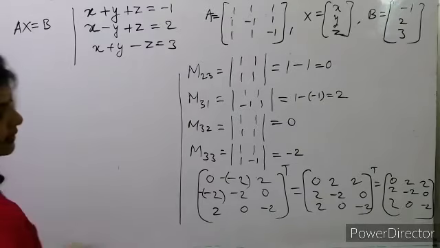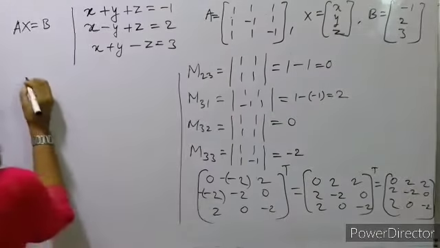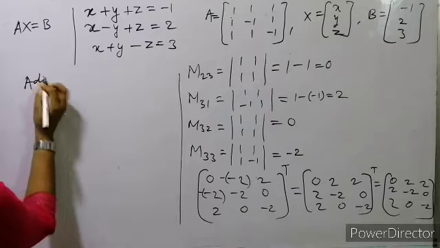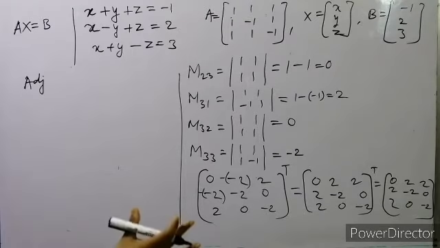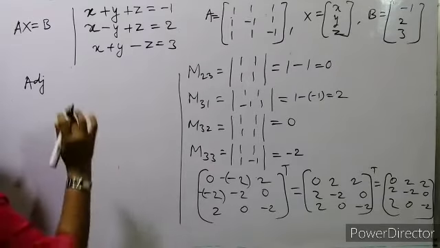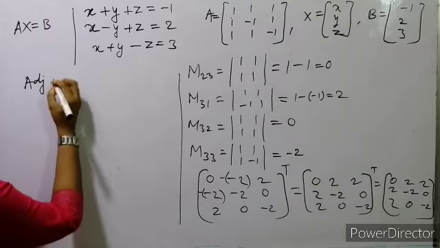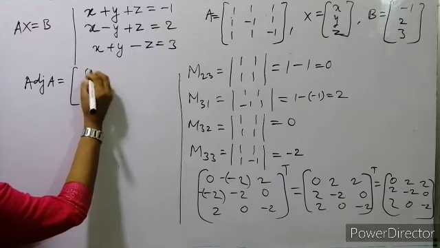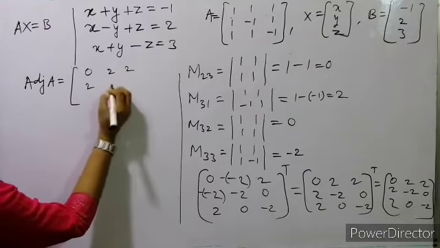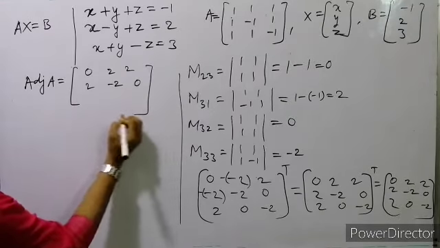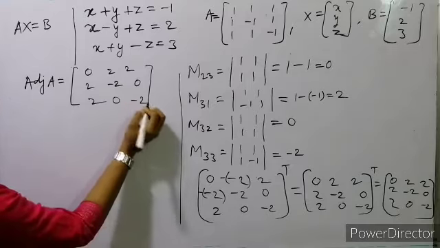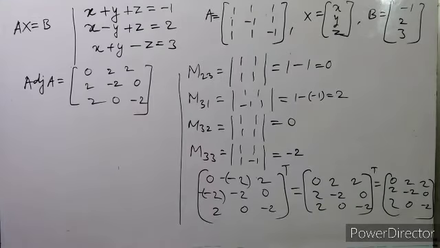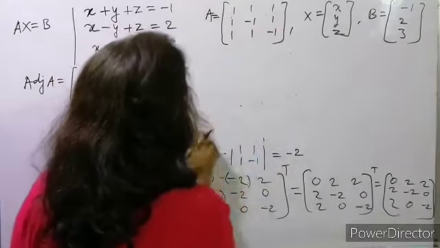So directly I will write here, because we have less space in this board, that's why I'm just roughing it and solving it in less space. Okay, so adjoint of A will be 0 2 2, 2 -2 0, 2 0 -2. Okay, now we have to find out the determinant, which we have not found out yet.